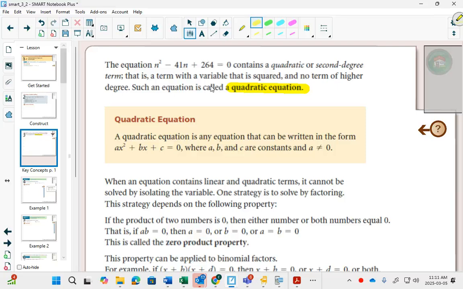A quadratic equation contains a quadratic, and you're like, well, what the heck is a quadratic? A quadratic is any second degree term. So if you have a variable that is squared, that makes it a quadratic equation. If the highest value is the x squared, it's a quadratic equation.